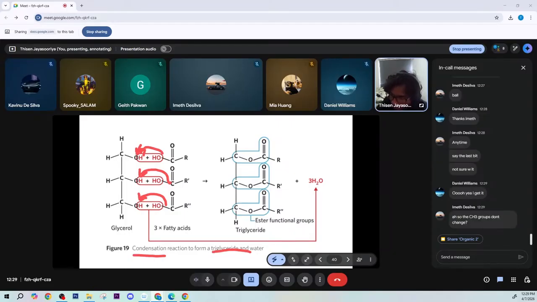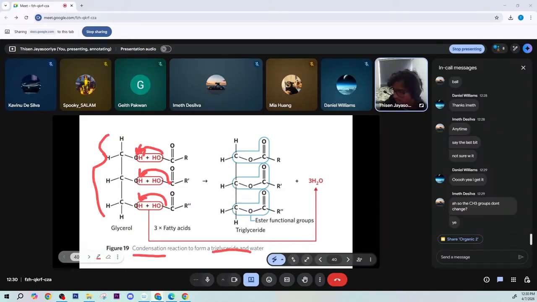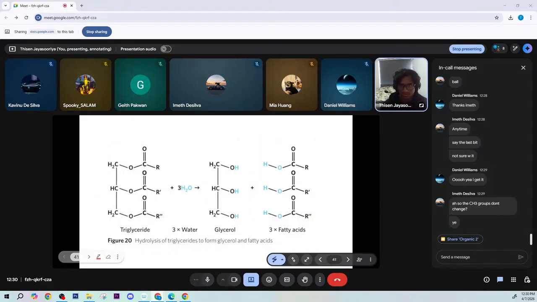So the CH3 don't change. No, there's no CH3s here. So this backbone doesn't change at all. It's the glycerol backbone that we use for the triglyceride. Does that make sense? Any questions, comments, concerns? Okay. And then obviously here we have the hydrolysis, which is just the reverse version of it.